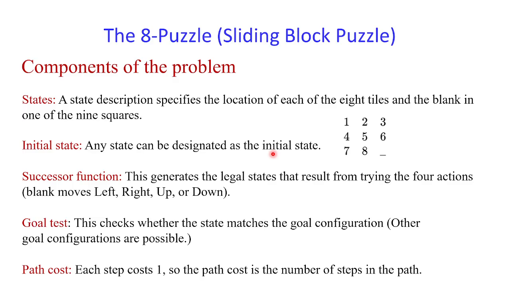When we talk about the successor function, this is the function that generates all the legal next moves from a current state. From any given state, the blank can potentially move in all 4 directions. Directions that you can move your tiles are left, right, up and down. The successor function always returns a valid resulting state.